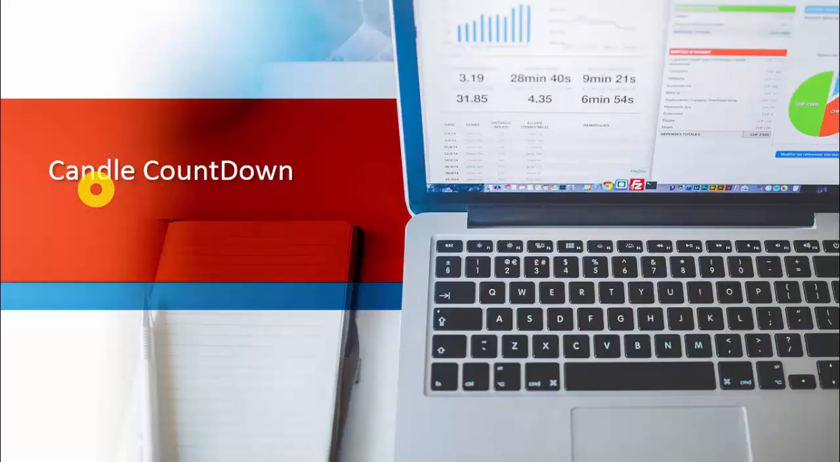Now in this lesson we are going to see what is candle countdown. Candle countdown basically is an indicator, okay, and it is telling us the remaining time of the current candle, how much time is remaining to finish this current candle. Okay, so now we will go to MT4 and we will see it on MT4.